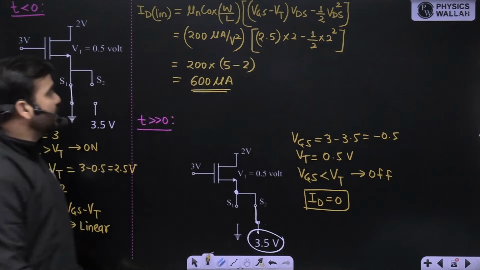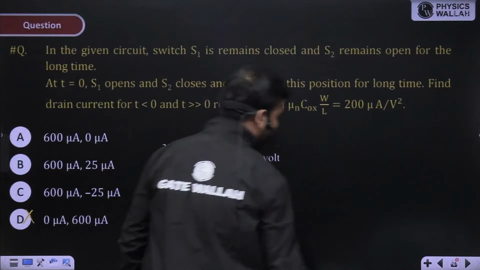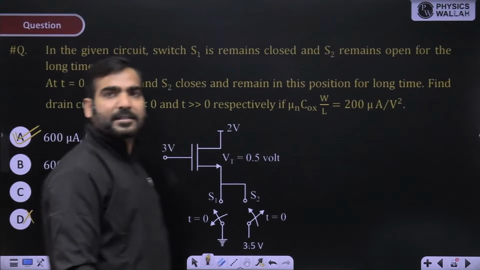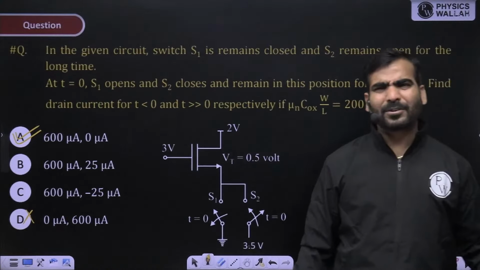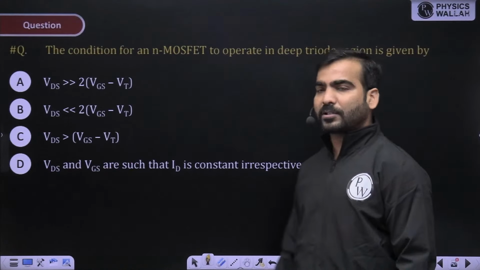So at t less than 0, current is 600 microampere. And for t greater than 0, it is 0. 600 and 0, option A is correct. So A is the answer for this question. Very simple question it is, okay? Nothing new in this question. Let's move to this question.